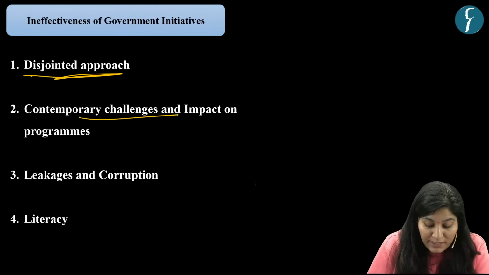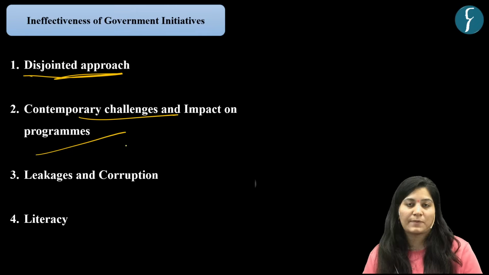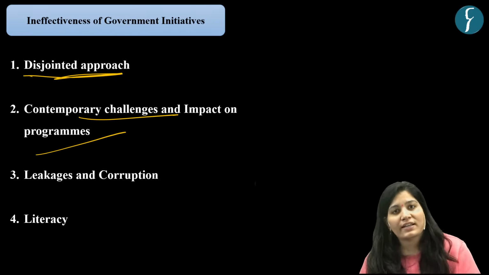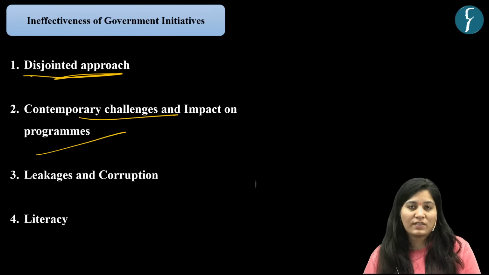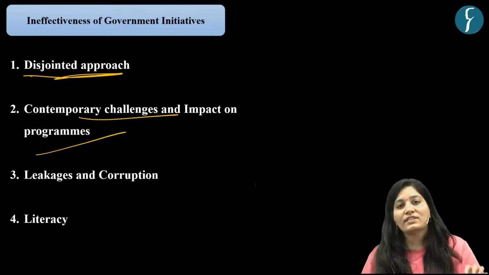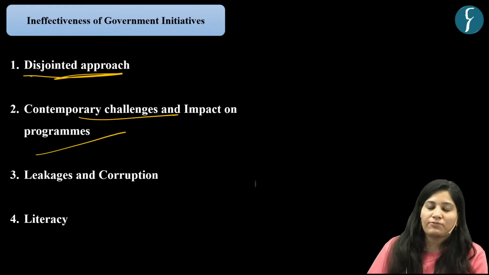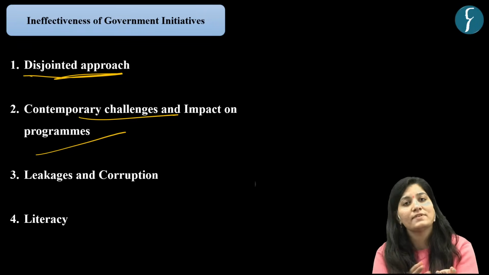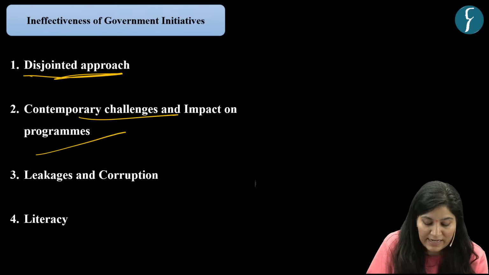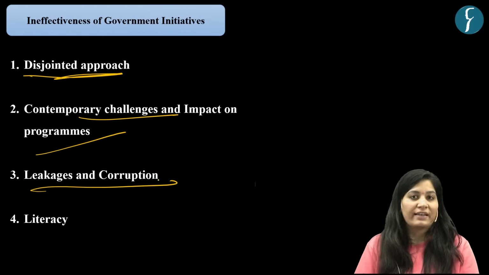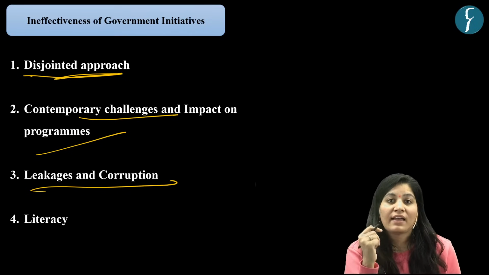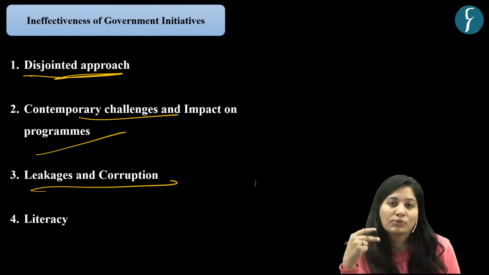Second is contemporary challenges and their impact on programs. Contemporary challenges, you take jobless growth, you take inflation, you take COVID-19. These challenges somewhere impact the efficacy of government programs in a negative way. Got it? Second, obviously, we can't ignore this. Leakages and corruption. Like any other government programs, these schemes are also marred with leakages and corruption. See here, two things are happening.